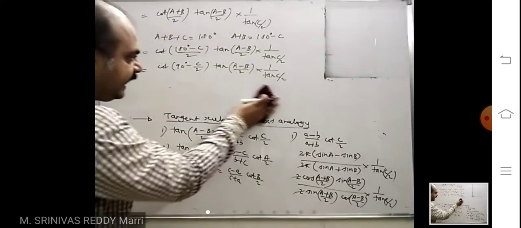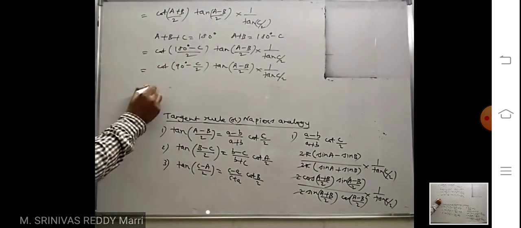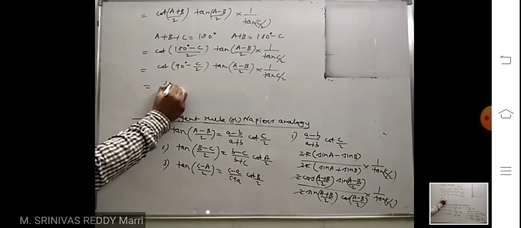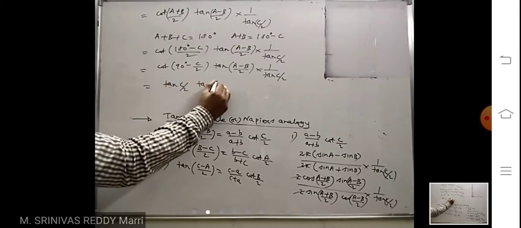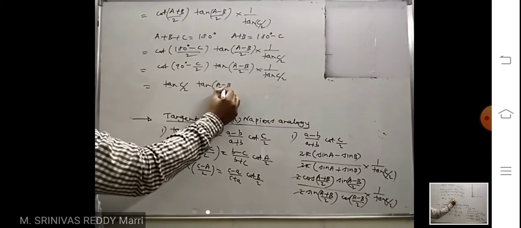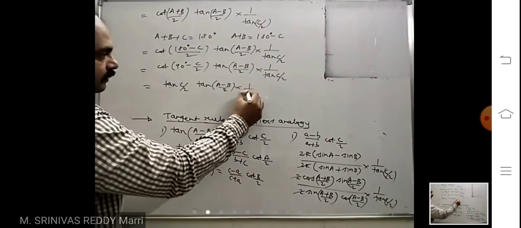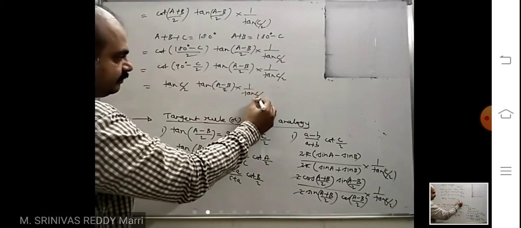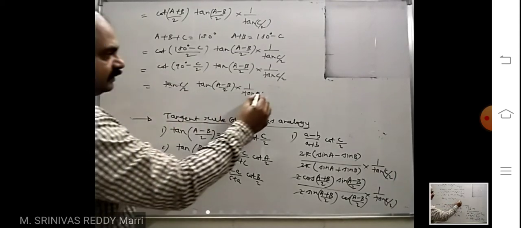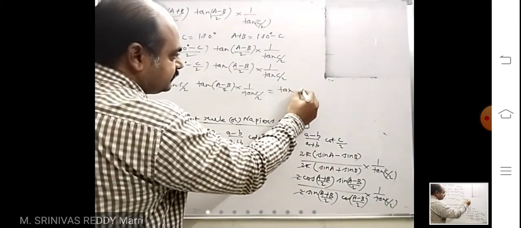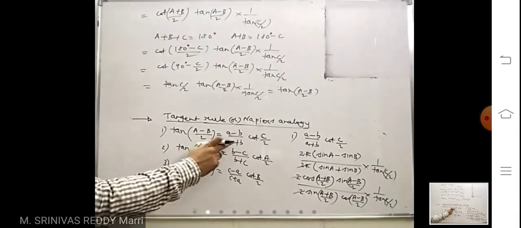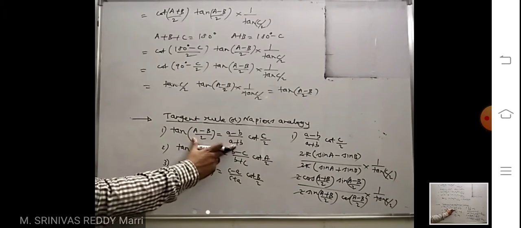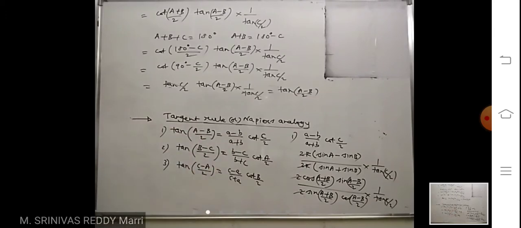Now cot of (90 minus C by 2). Cot of 90 minus theta is nothing but tan theta. So tan C by 2 into tan of (A minus B) by 2 into 1 by tan C by 2. Therefore tan C by 2 will get cancelled, and you will get tan of (A minus B) by 2. So these both are equal. Therefore, these are the formulas to remember.